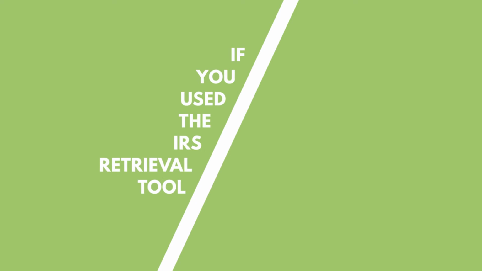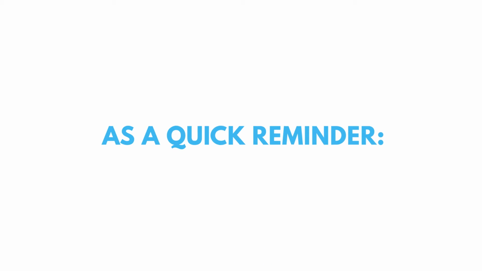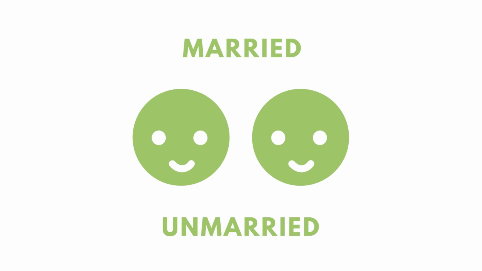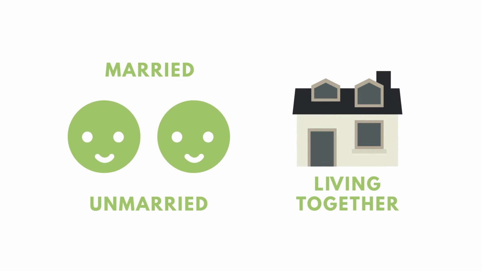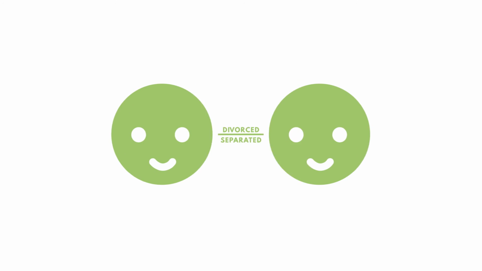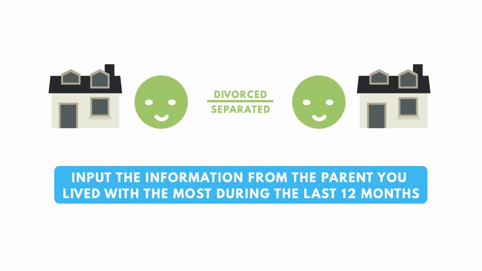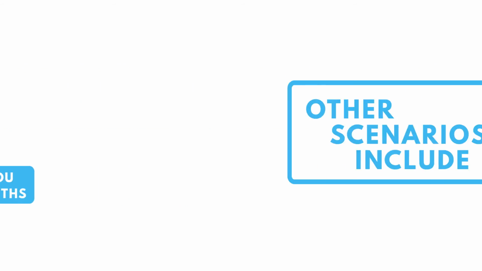Part 2. Enter your parents' filing status. If you use the IRS retrieval tool, this information will already be filled in. As a quick reminder, if your parents are married or unmarried but living together, information from both parents will be required. If your parents are divorced or separated and live separately, input the information from the parent you lived with the most during the last 12 months.